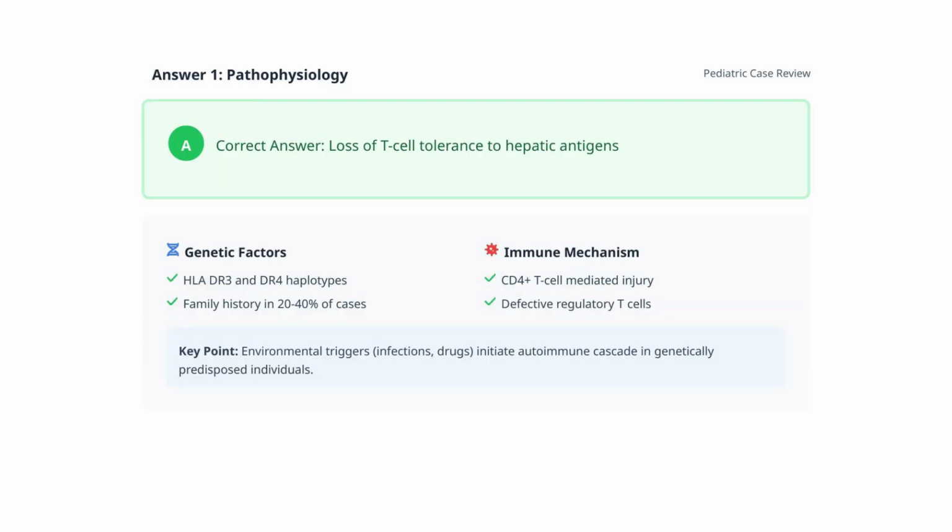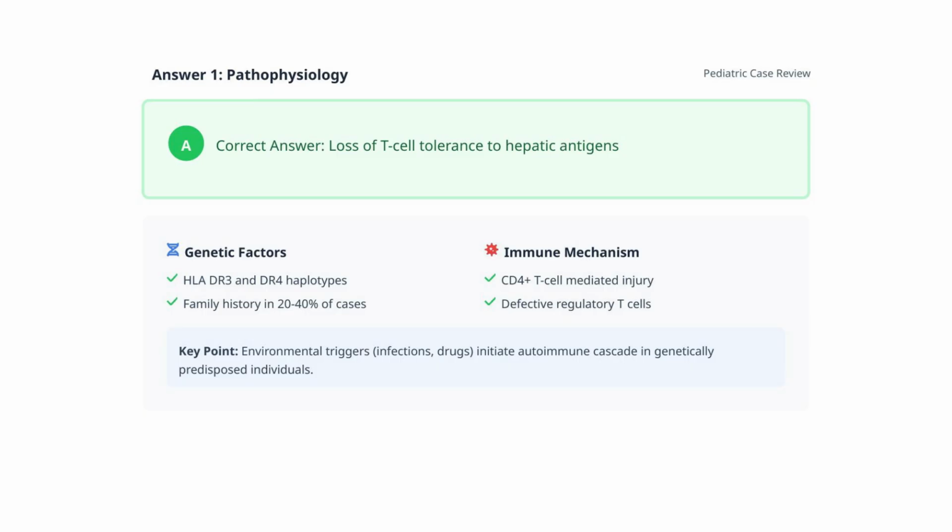The correct answer is A. Loss of T-cell tolerance to hepatic antigens. Autoimmune hepatitis results from a breakdown in immune tolerance to liver antigens. CD4 positive T cells recognize self-antigens and initiate an immune response against hepatocytes. This is facilitated by defective regulatory T cells that would normally suppress such responses.